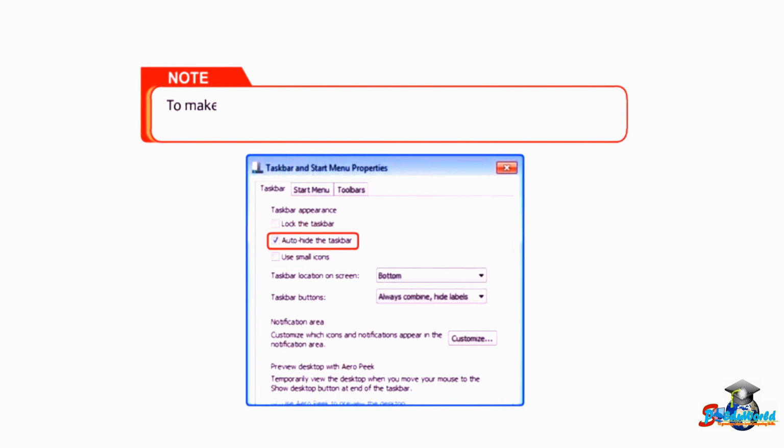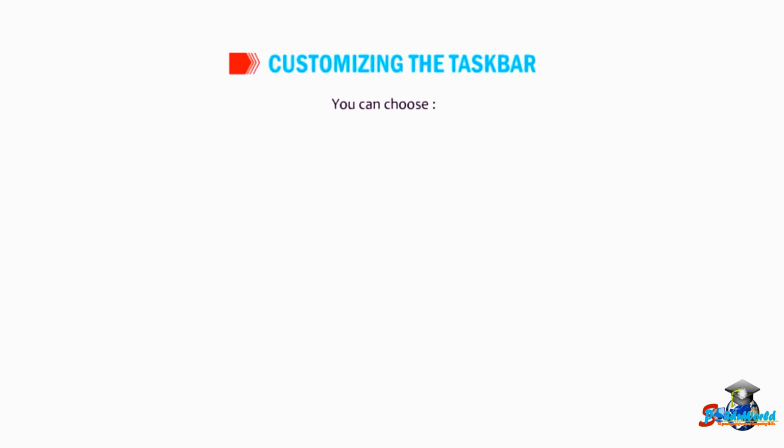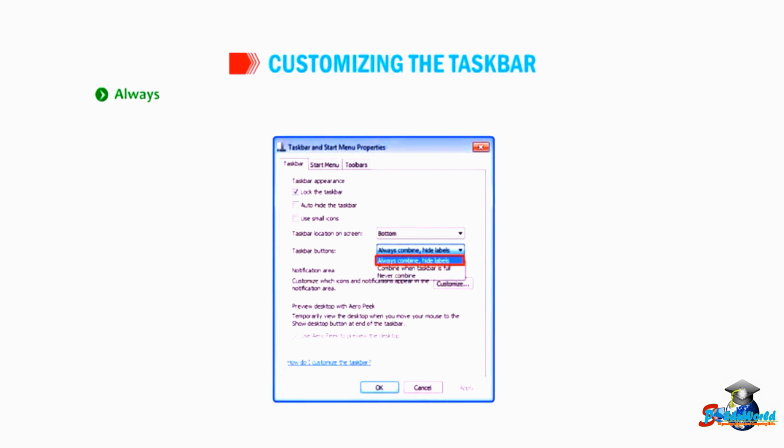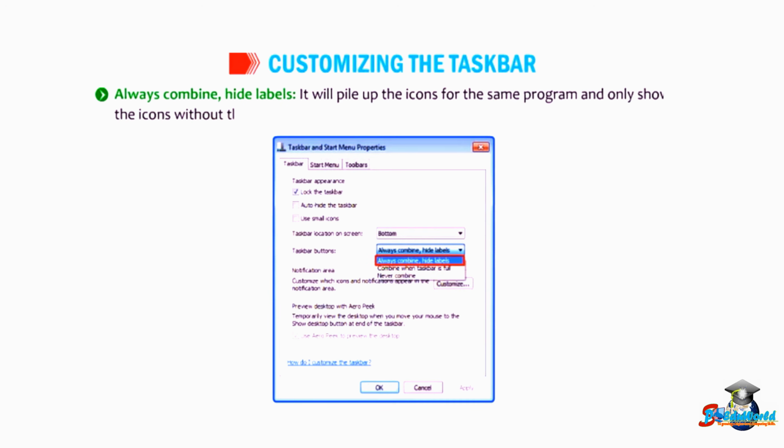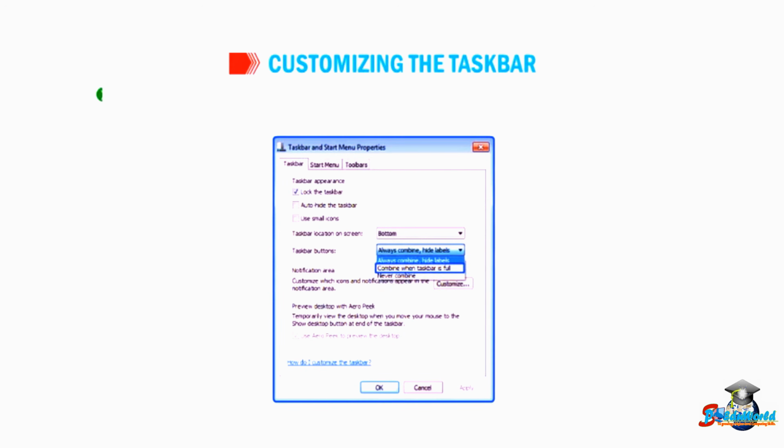Students note that to make use of the Auto Hide the Taskbar option, uncheck the Lock the Taskbar option. You can choose Always Combine, Hide Labels. It will pile up the icons for the same program and only show the icons without their labels. Combine when taskbar is full.